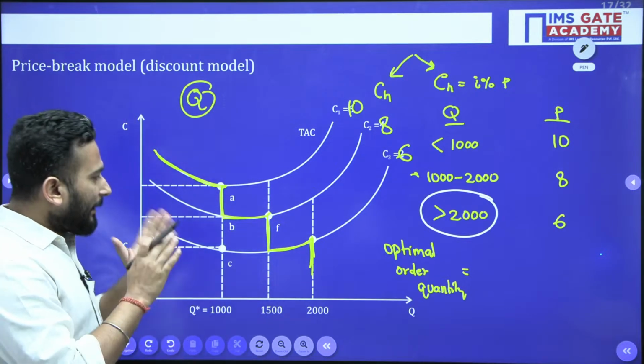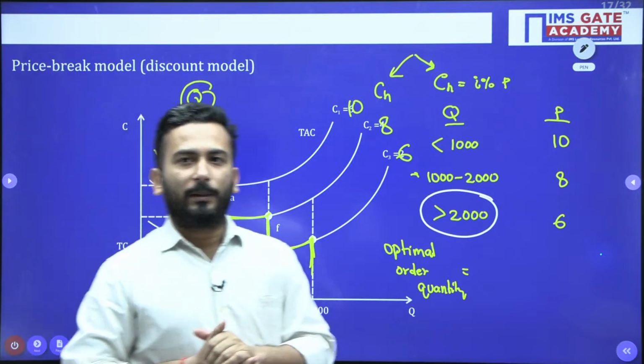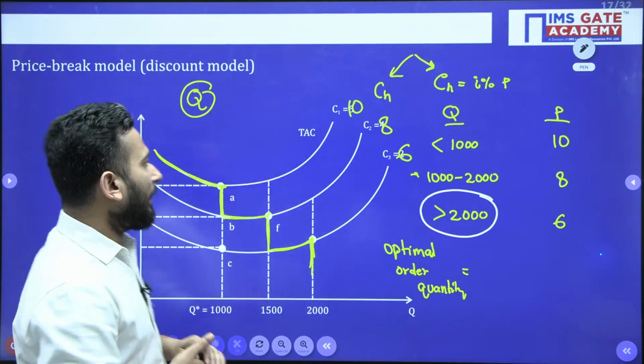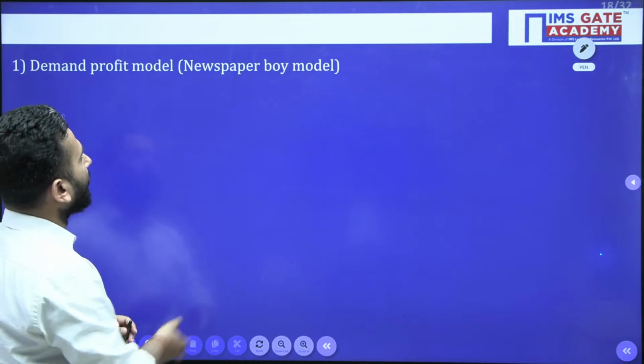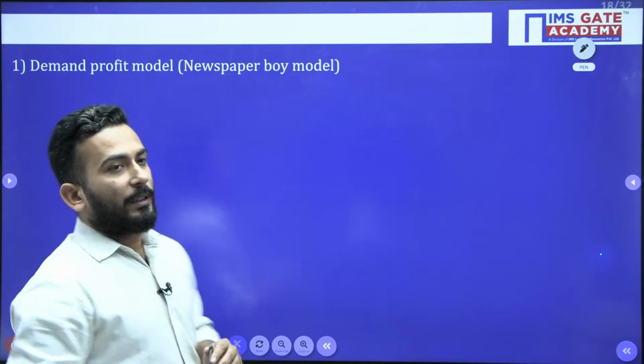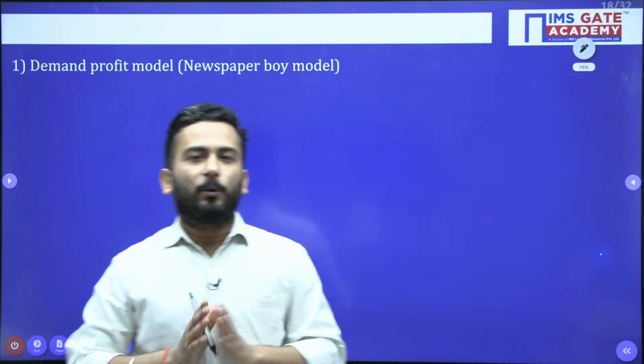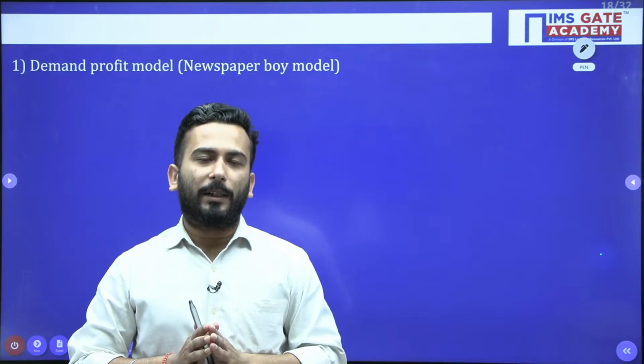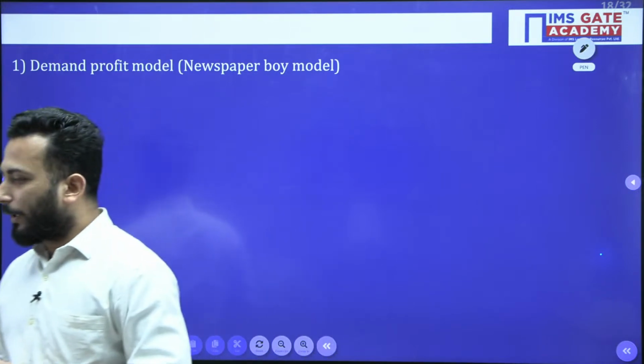So this is the concept of the discount model, my dear friends. And without wasting any time, let me come to the probabilistic model.